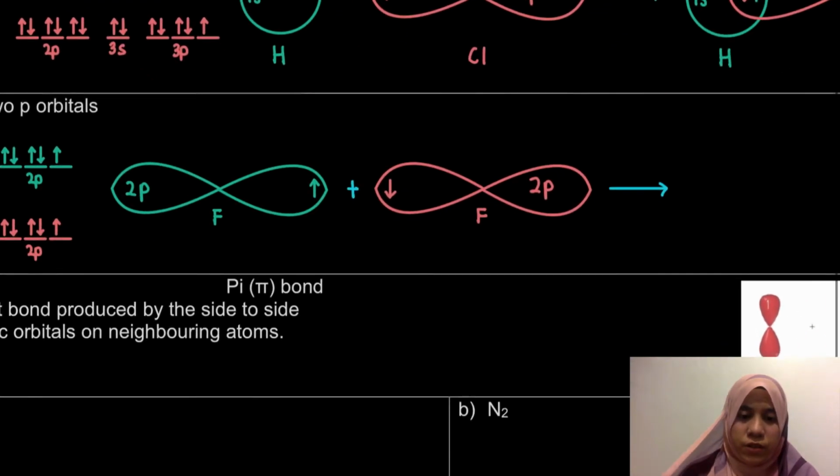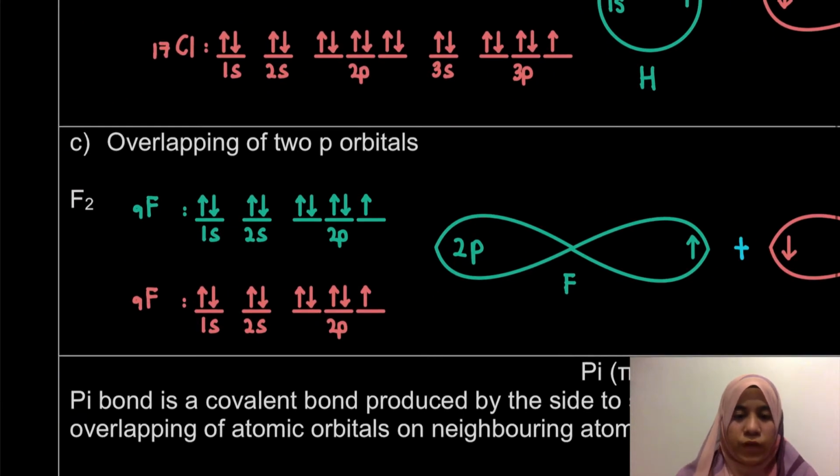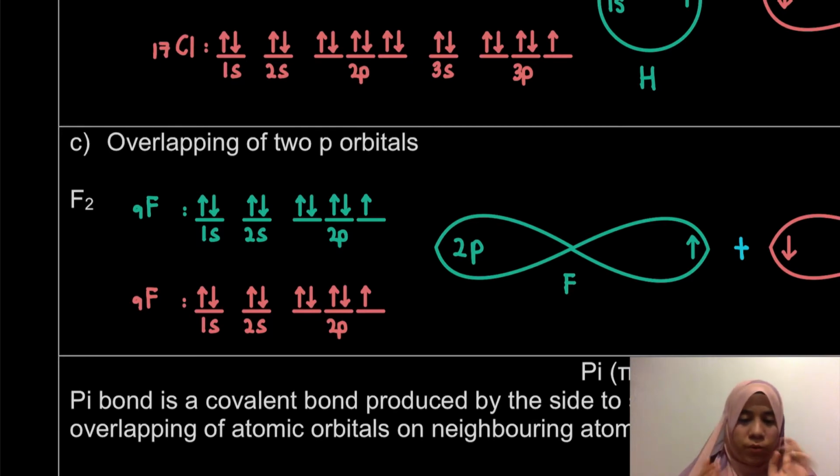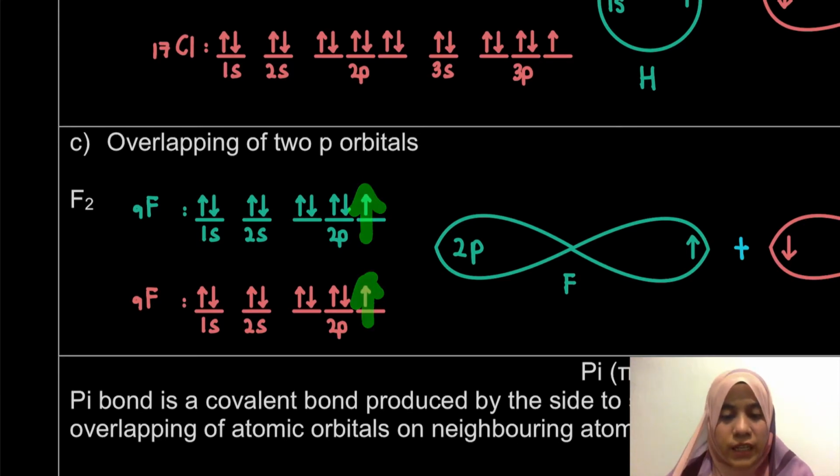Okay, last but not least, what we're going to look at is actually overlapping of 2p orbitals. So, tadi kita tengok ada dua s orbital. Satu ni satu s1p. This part is both is p orbital. So we have our fluoride kan. So fluoride ni, so as we can see here, what happens that ni ada satu unpaired electron, ni pun satu unpaired electron. So they will share the electron.